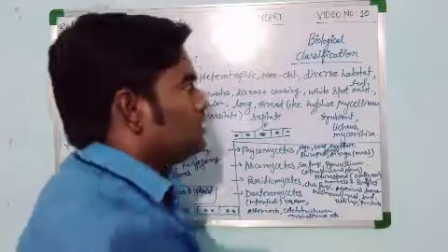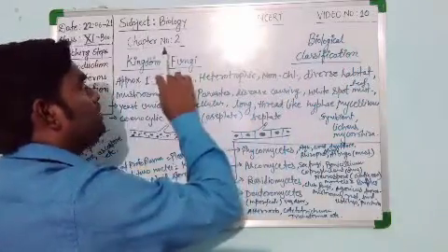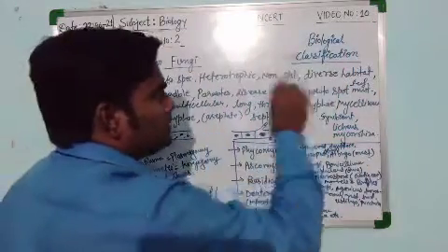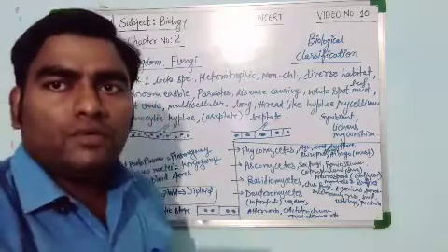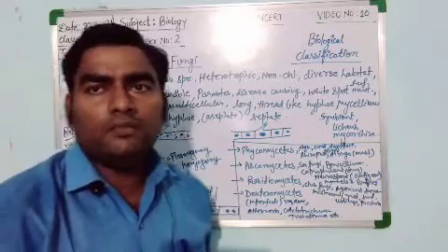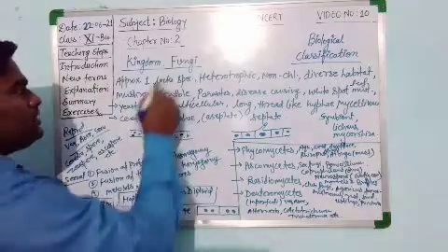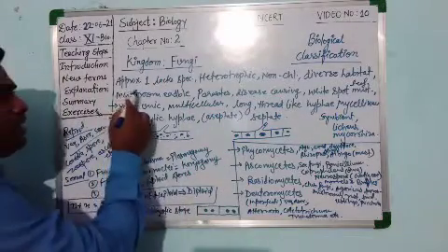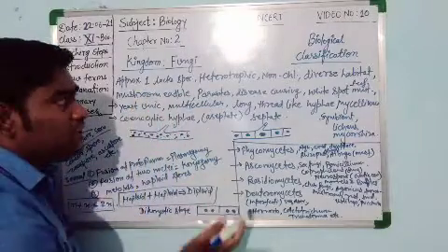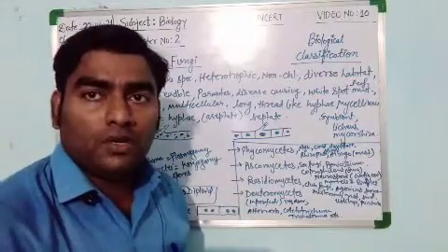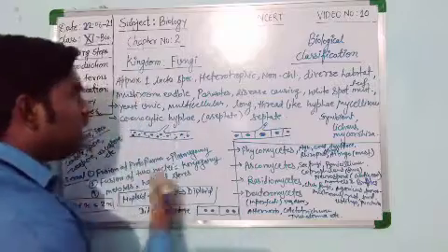Dear students, this is video number 10 of chapter number 2, Biological Classification. In this video, we will study the kingdom Fungi. So let's start with the kingdom Fungi. Kingdom Fungi has approximately 1 lakh species. It is a huge number of species.